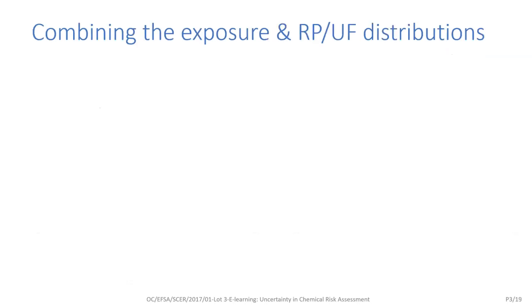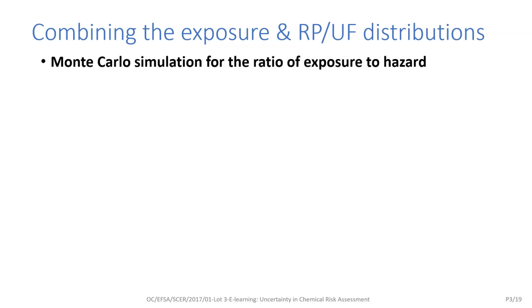The next step is to combine the consensus distributions for exposure and RP over UF, and we do this by Monte Carlo simulation. This is a very simple application of Monte Carlo, which you can do in an Excel spreadsheet, though it is much better to use statistical software such as R, for which specialist support is available. The simulation uses the elicited distributions as inputs.